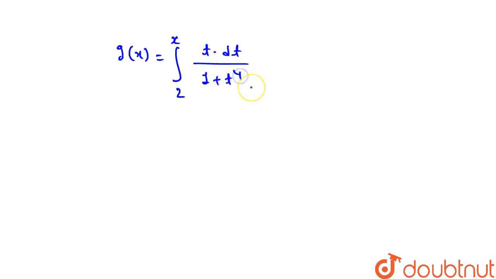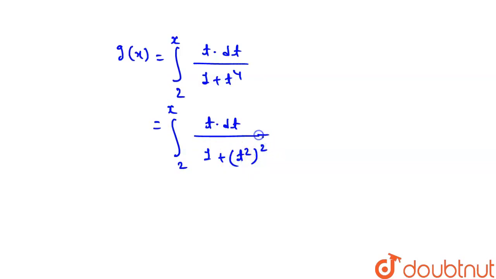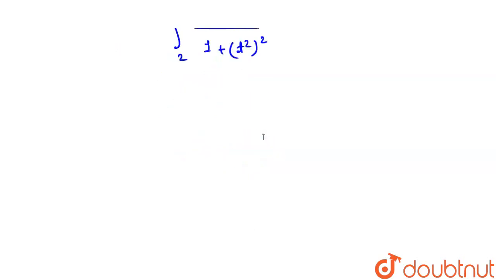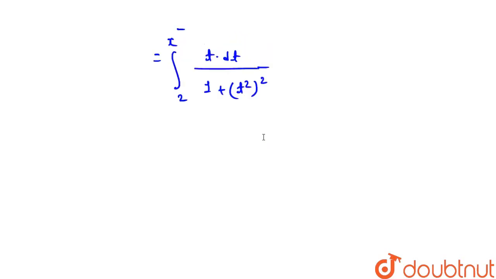Here we have g(x). Now in this question, given g(x) is equal to the integration, limit from 2 to x, of t dt upon 1 plus t to the power 4. Now in the next step we can write this integration as t square whole square. Now here we can see that the derivative of t square is present in the numerator, so we can assume that t square is equal to p.